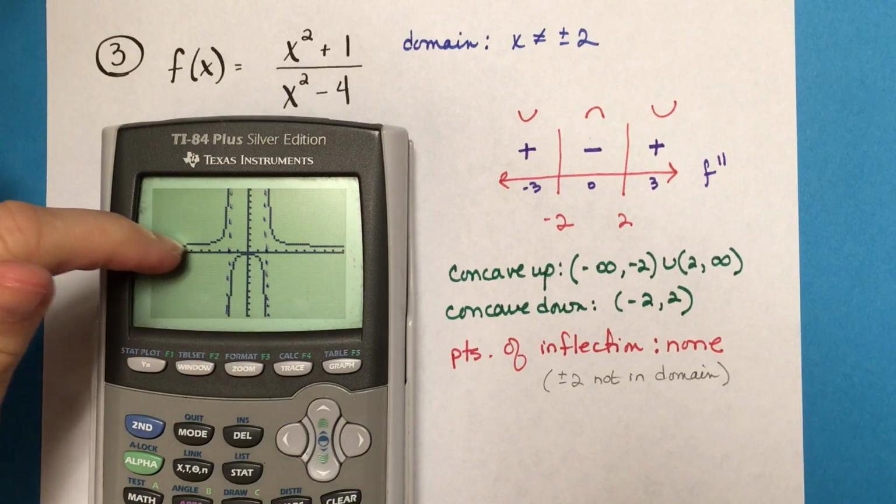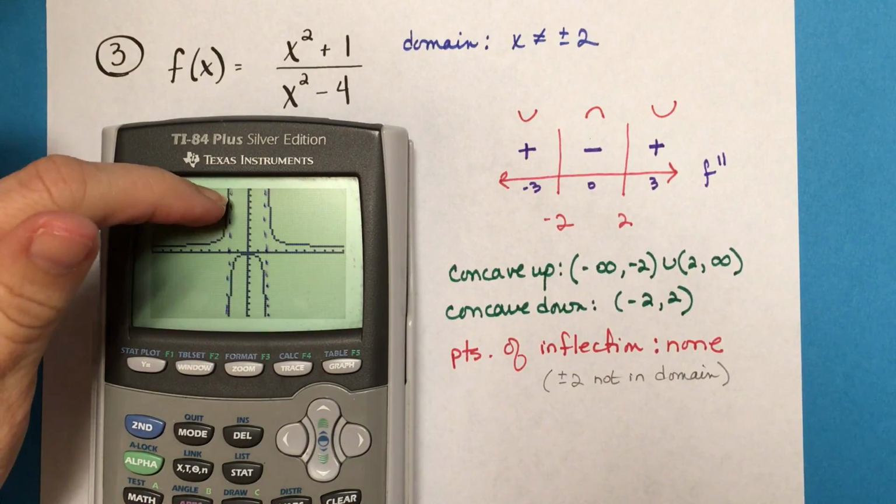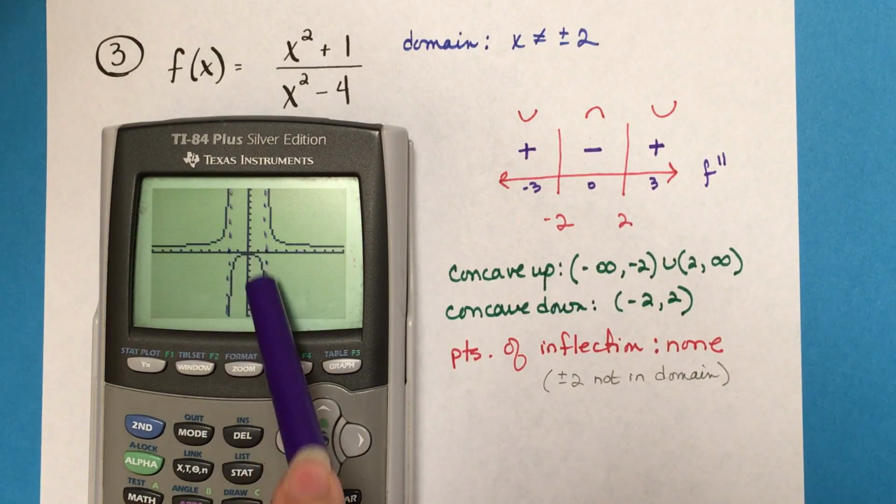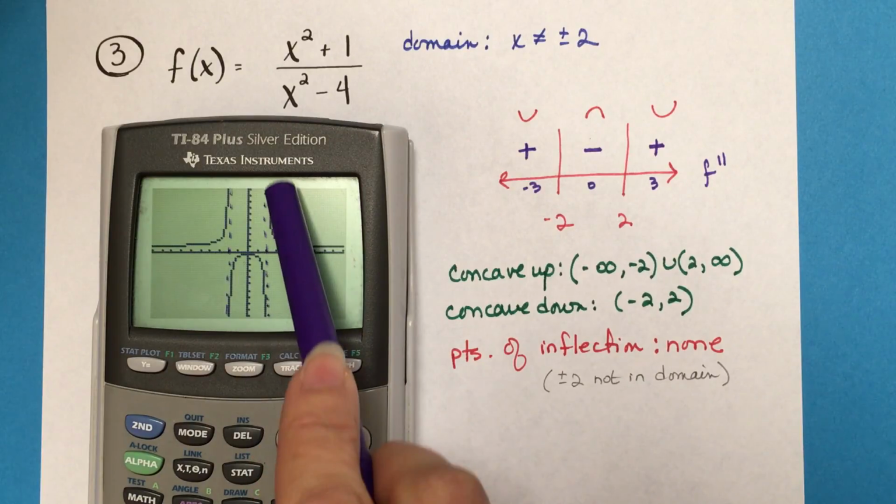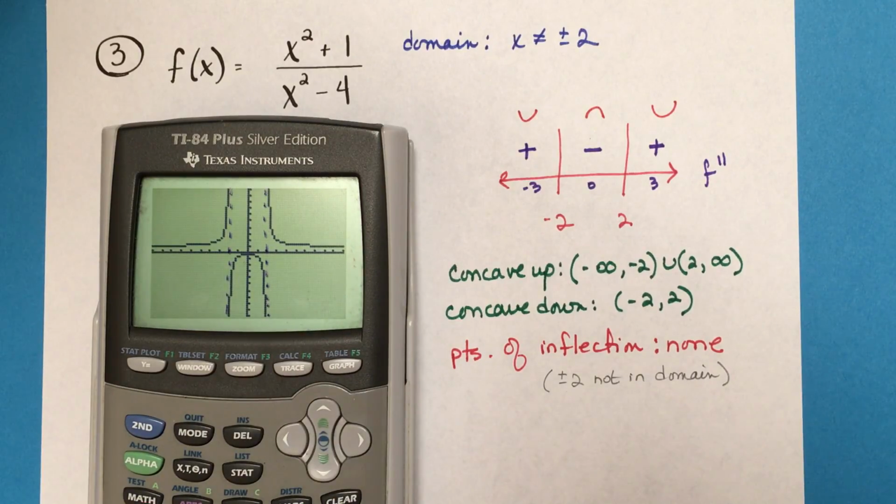So remember, this was the section that was concave up, and then the middle section was concave down, and then this section was also concave up. Okay, but again, you don't have points of inflection because they're not in the domain. They're actually vertical asymptotes.